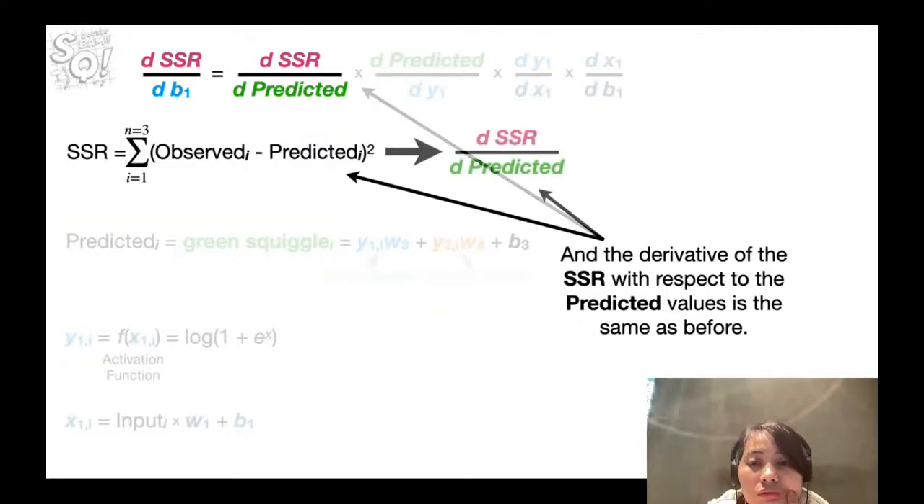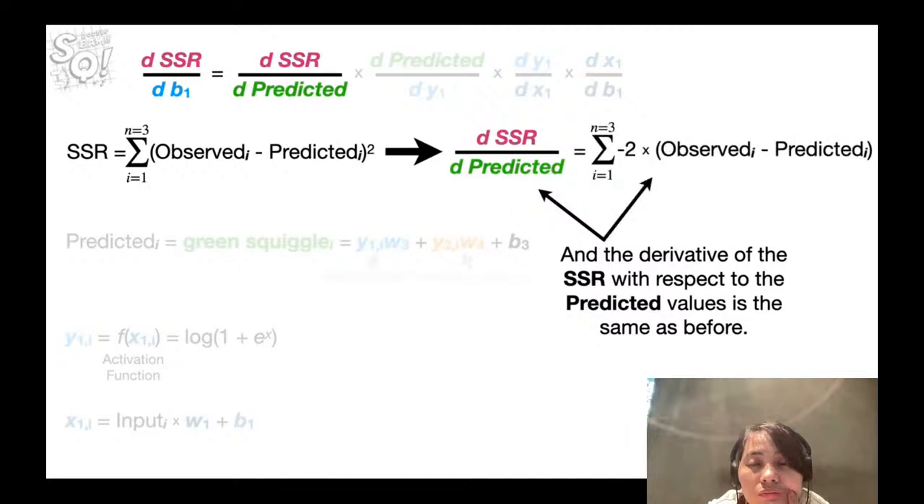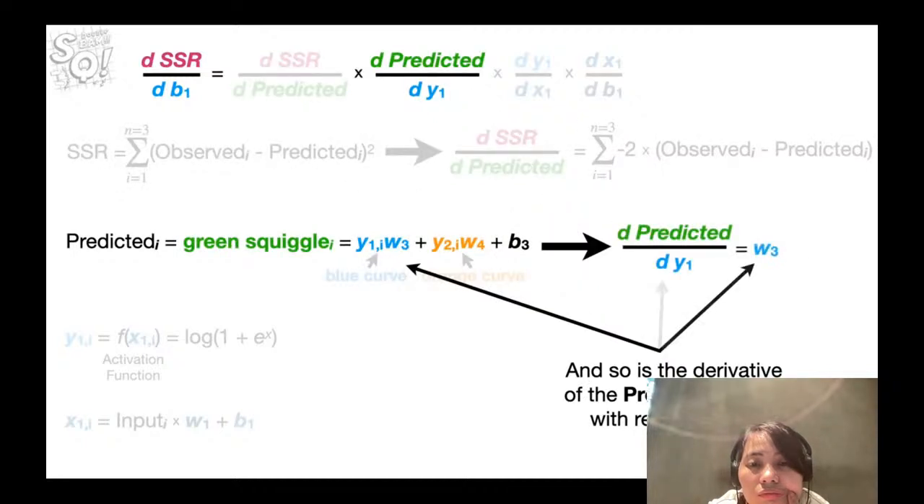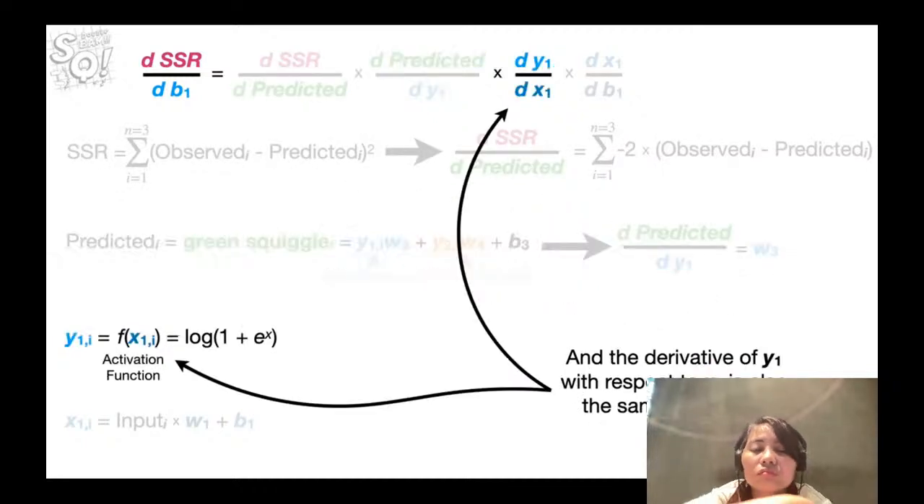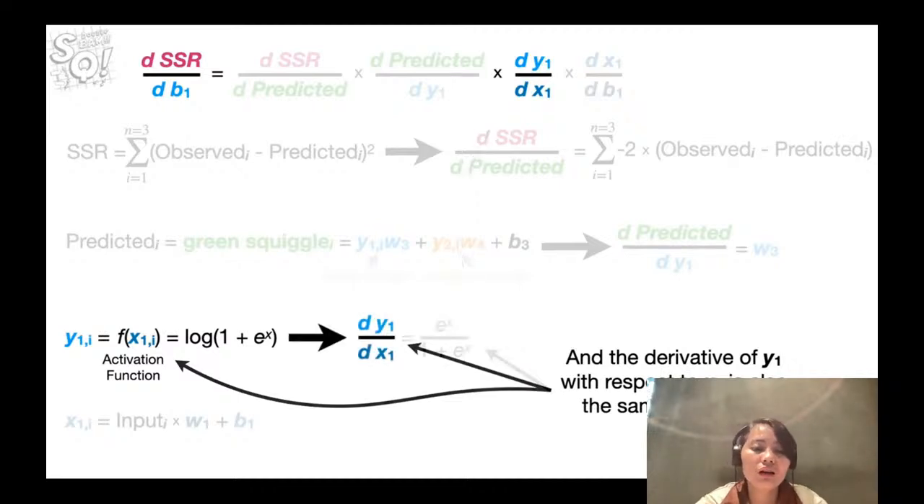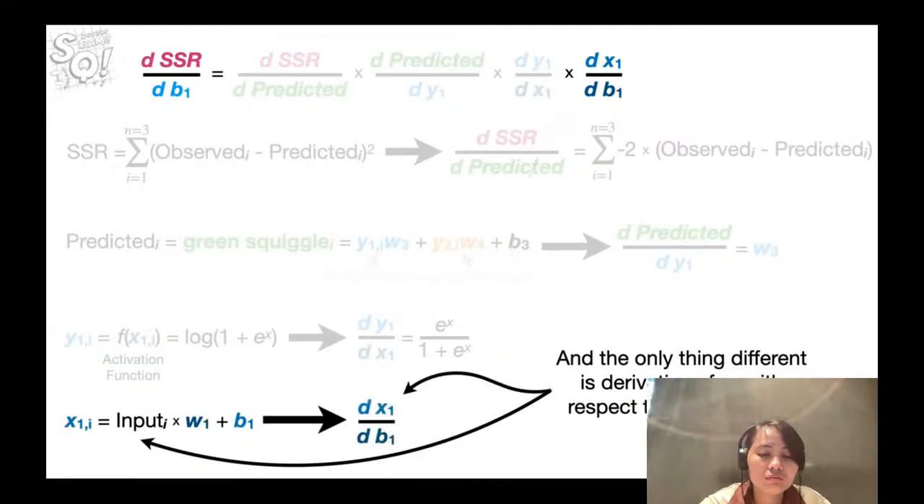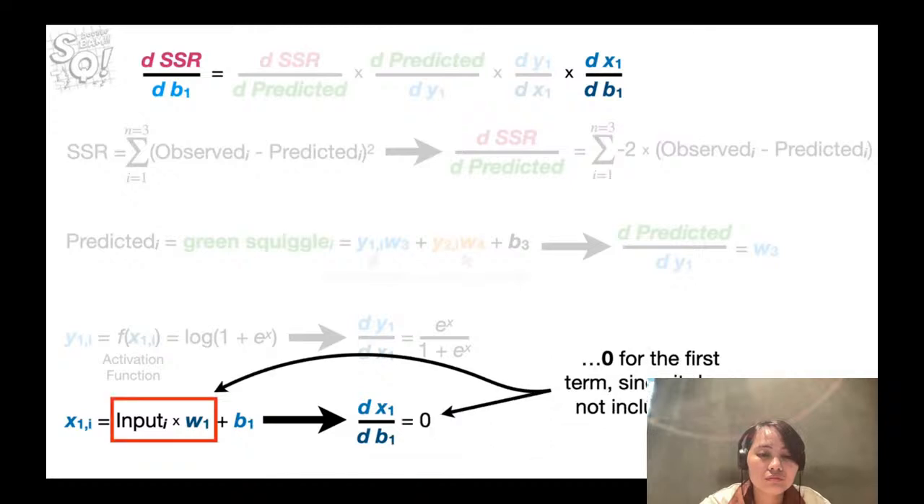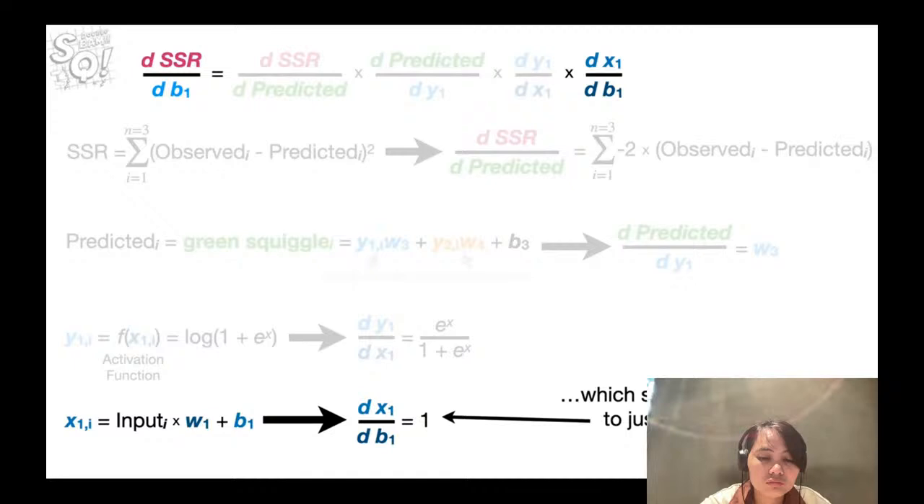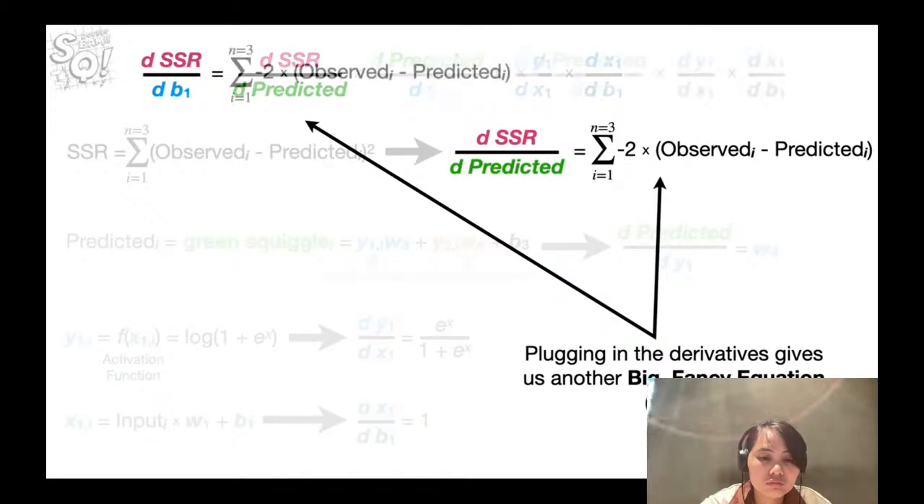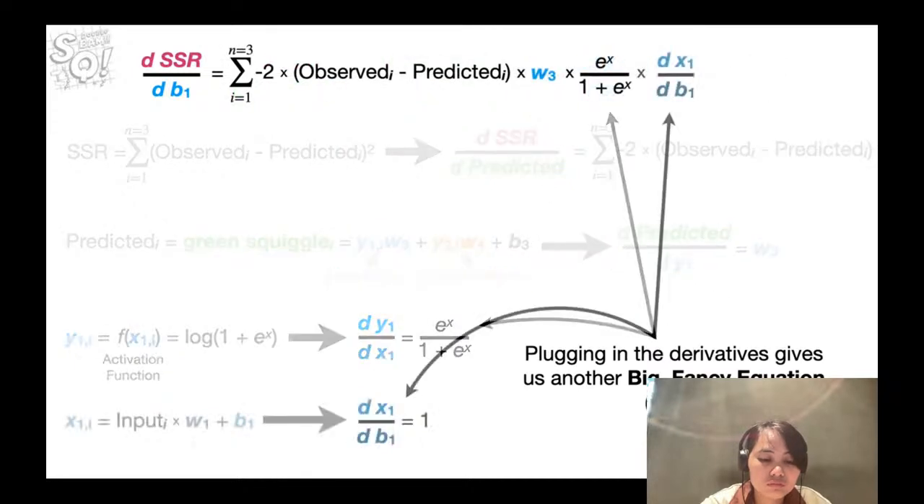And the derivative of the sum of the squared residuals with respect to the predicted values is the same as before. And so is the derivative of the predicted values with respect to y sub 1. And the derivative of y sub 1 with respect to x sub 1 is also the same as before. And the only thing different is the derivative of x sub 1 with respect to b sub 1, which is 0 for the first term, since it does not include b sub 1, plus 1 for the second term, which simplifies to just 1. Plugging in the derivatives gives us another big fancy equation.